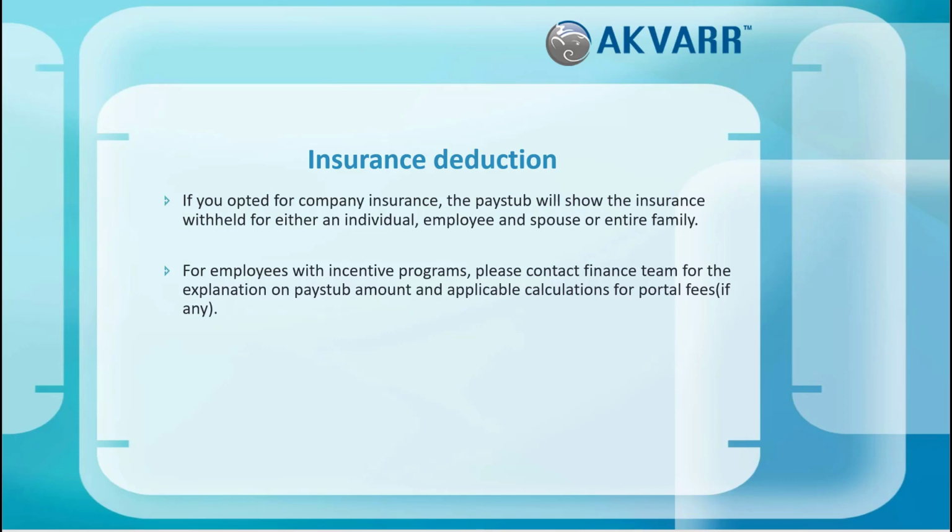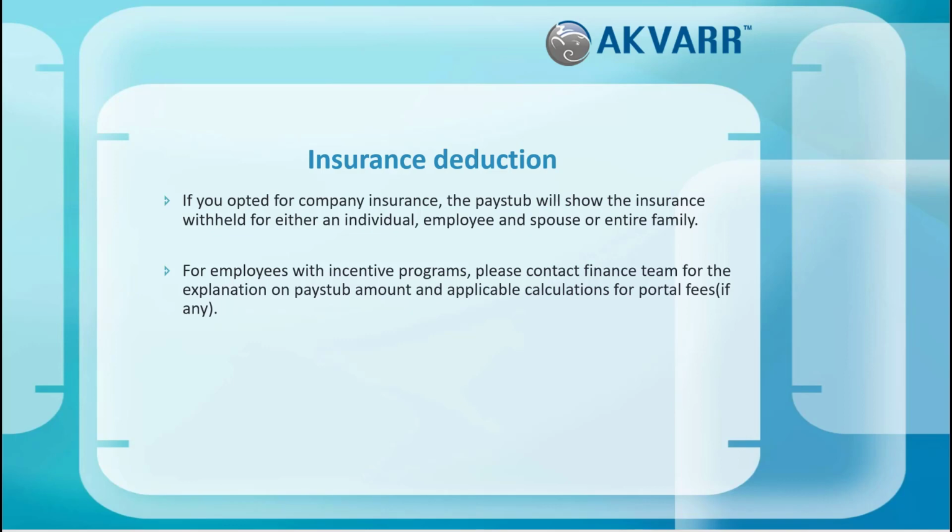Again, the insurance amount that reflects on the pay stub will be different for incentive program employees. What I mean by that is it's still going to be like everyone else, but they need to contact our finance team for an explanation of the pay stub amount and applicable calculations. Some of them might receive a calculation statement with portal fees and other items. It's best to discuss that particular issue with the finance team, right?